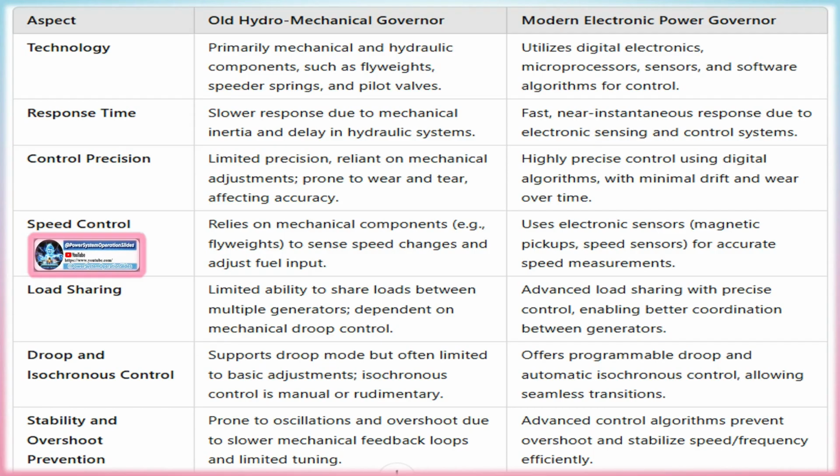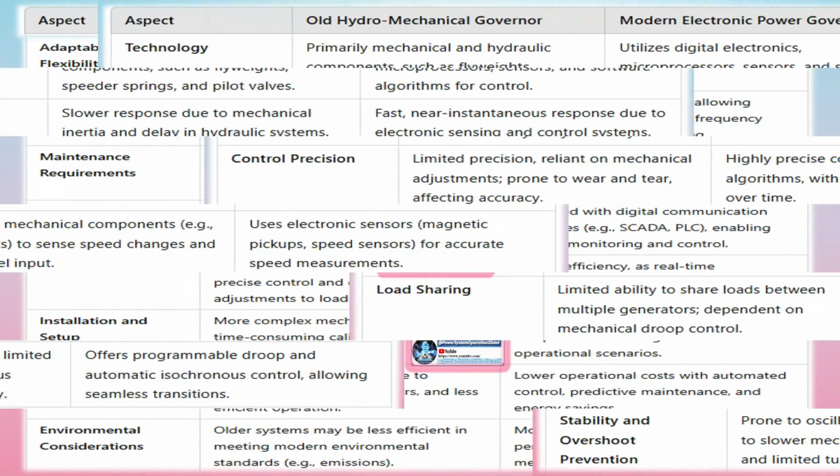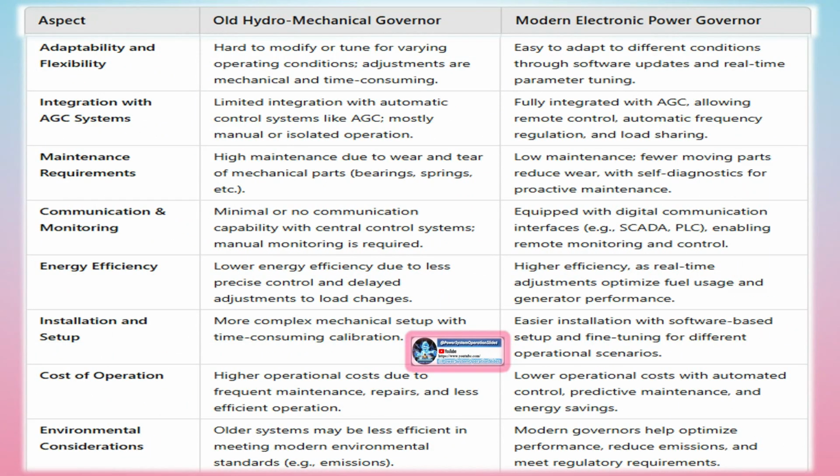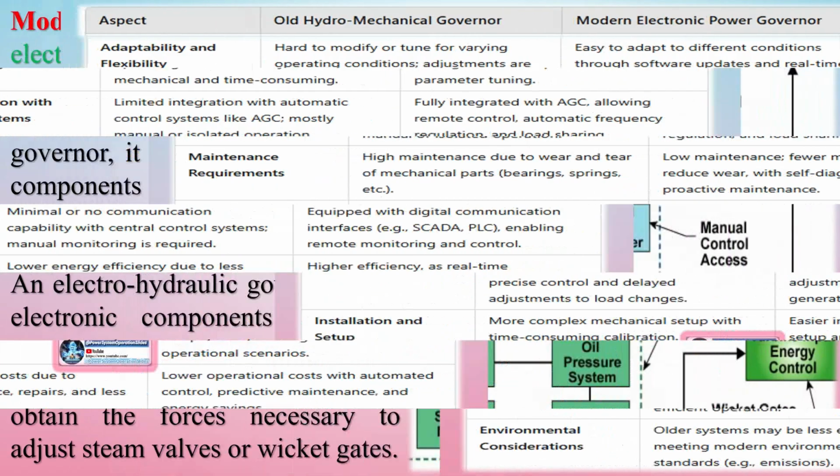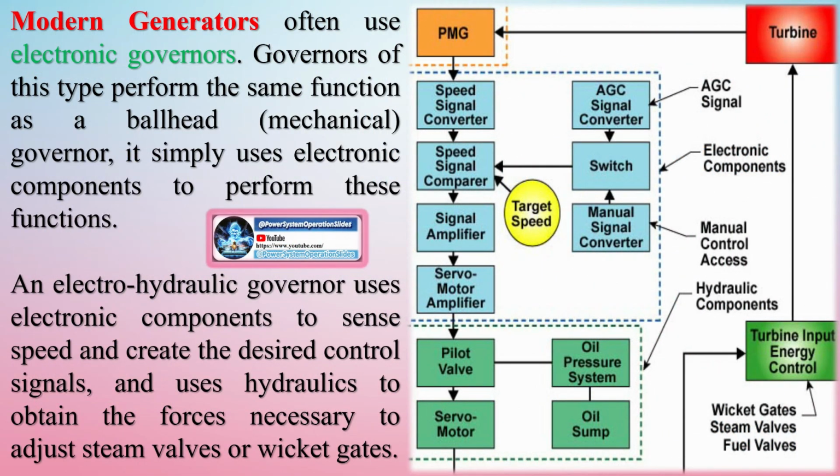Hydromechanical governors. Traditional hydromechanical governors rely on mechanical components like speeder springs, flyweights, and pilot valves to control fuel input based on the speed of the engine. These governors use oil pressure to operate a servo piston, which adjusts the fuel flow to the engine. As engine speed increases, the flyweights move outward due to centrifugal force, lifting the pilot valve and increasing fuel. As speed decreases, the flyweights move inward, reducing fuel flow.